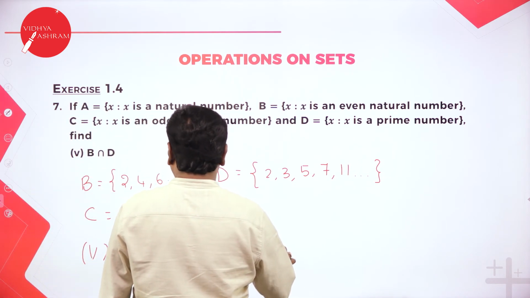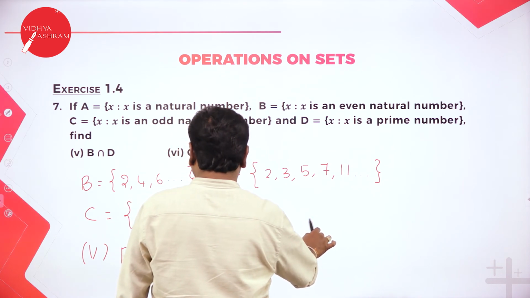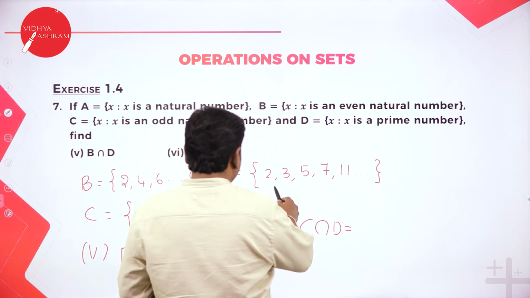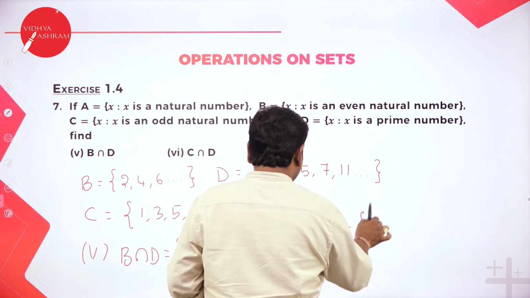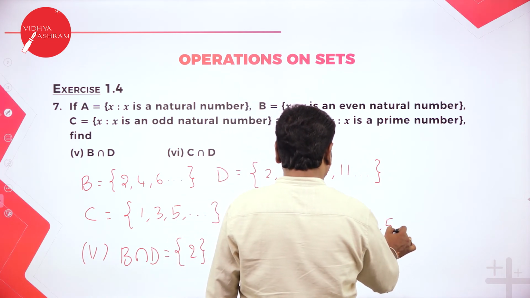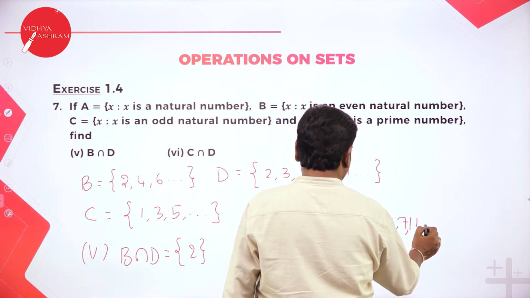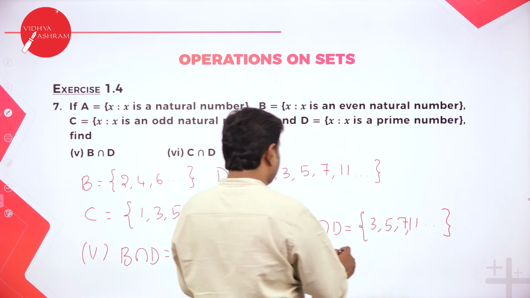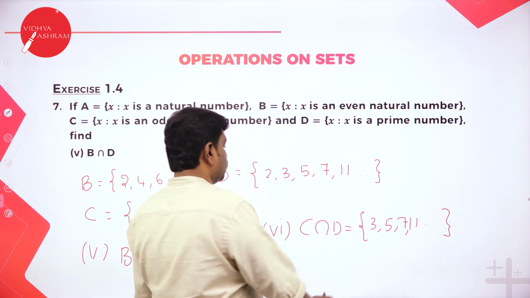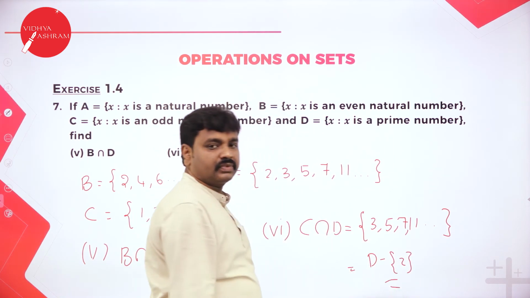Then they want the sixth one, C intersection D. What is C intersection D? Common elements of C and D. C is odd numbers. D is prime numbers. And all the prime numbers are odd numbers except 2. So 3, 5, 7, 11, and so on. This set is the same as D with 2 removed. So I can also say D minus the element 2. It will be the same. Next.